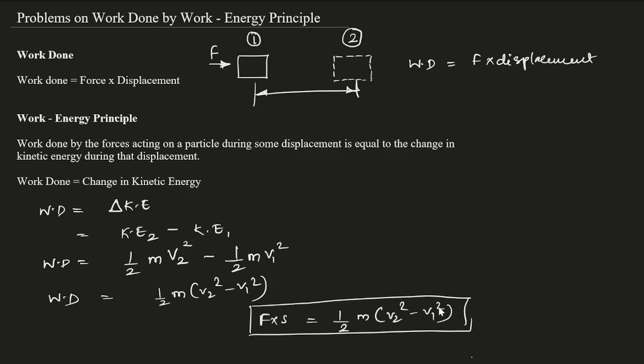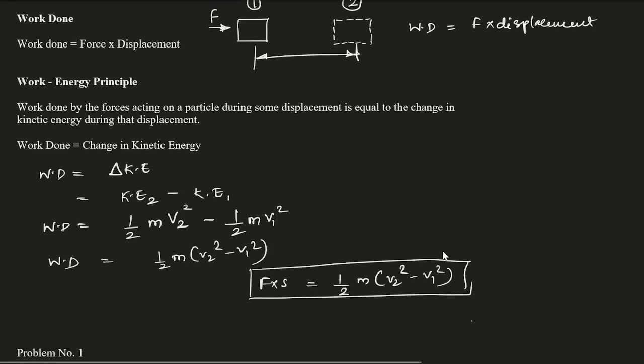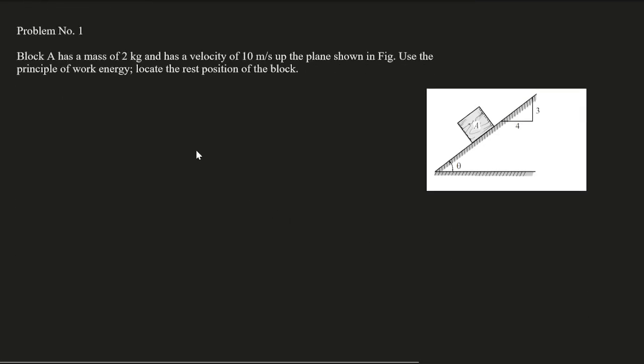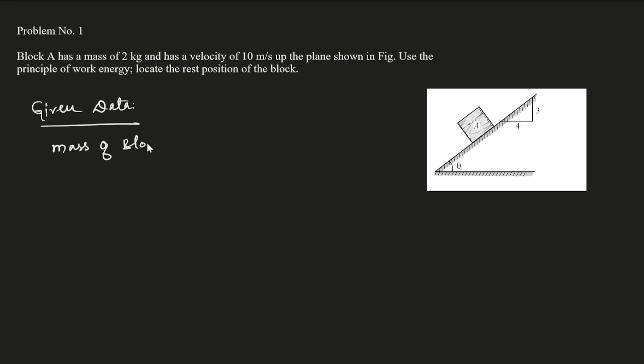Now we'll try to solve one problem based upon this concept, the work energy principle. Here block A has a mass of 2 kg. The given data: mass of block A is 2 kg, and it has a velocity of 10 meter per second. So they have given the velocity as well.